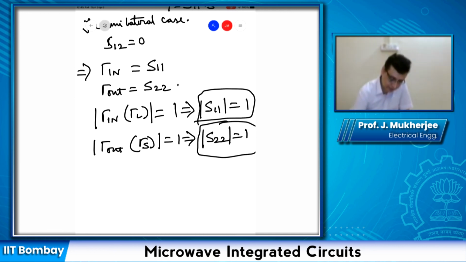The first point is we can assume two cases. First of all, let's say magnitude of S11 is less than 1.